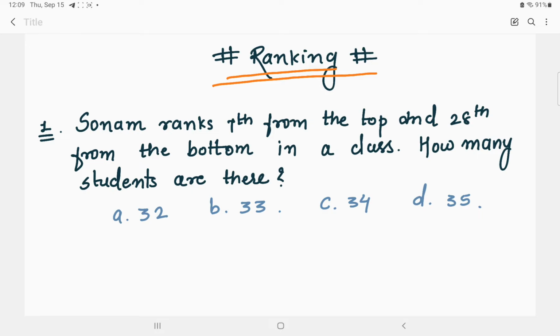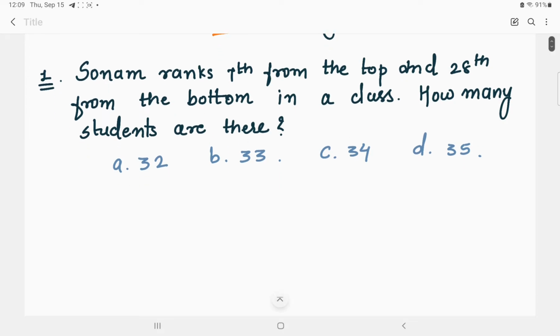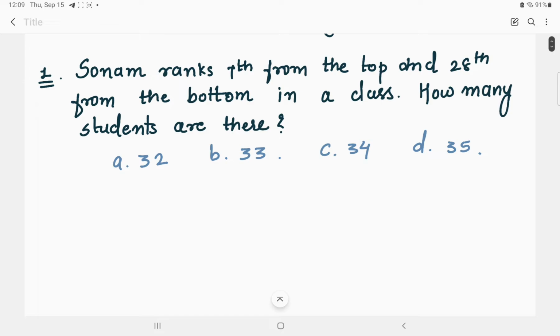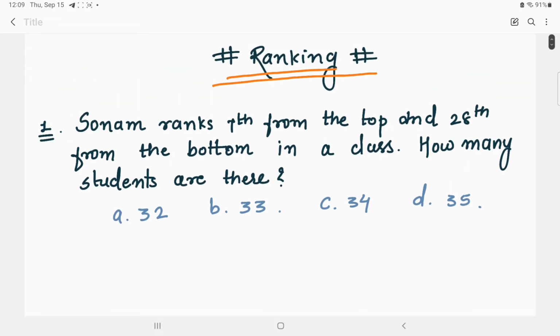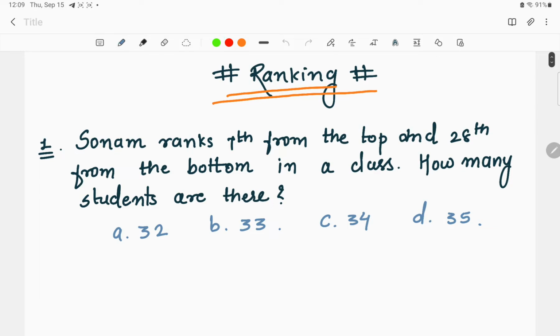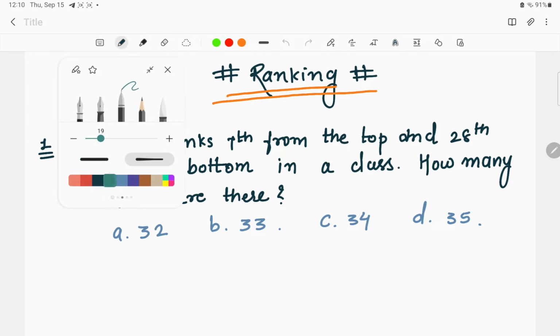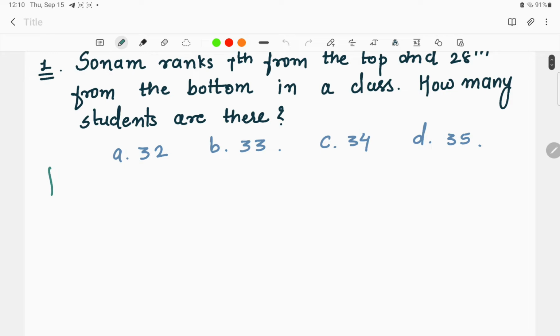Now the question that has been asked to us is what is the position? First we have to get to know the position of Sonam, right? She is 7th from the top and 28th from the bottom. So to solve this question, we will draw a small and simple diagram. Moving to the solution.